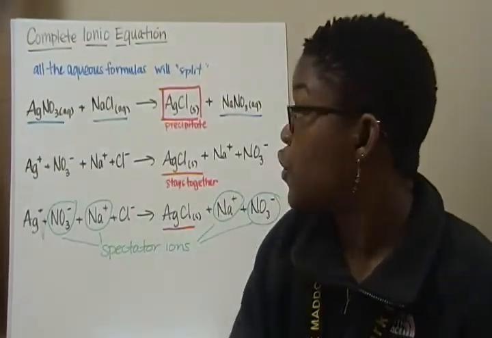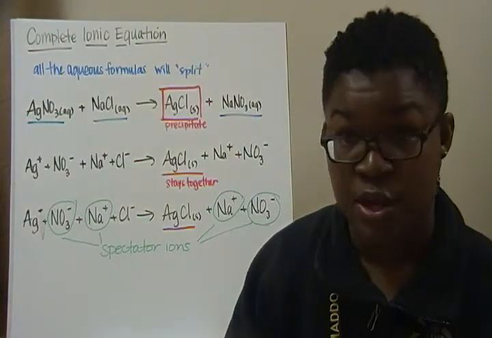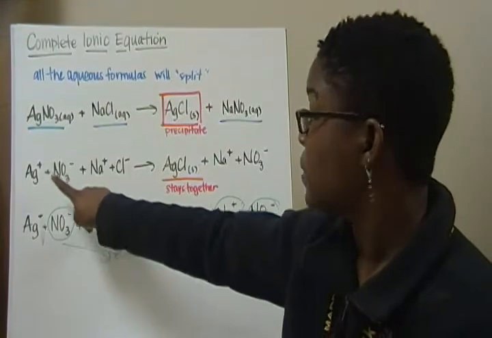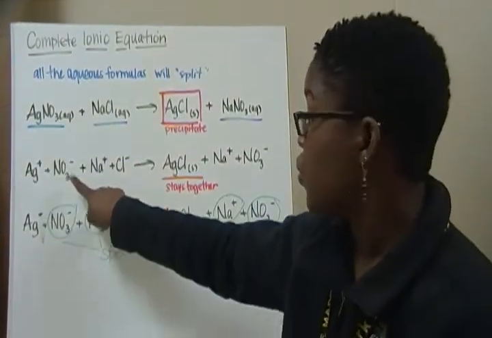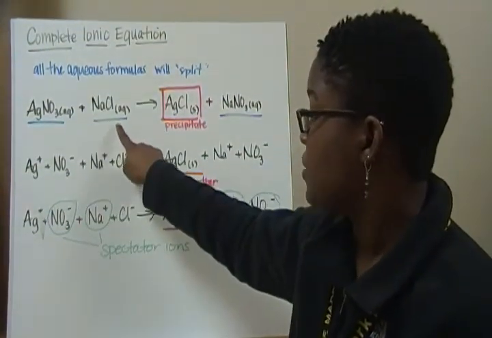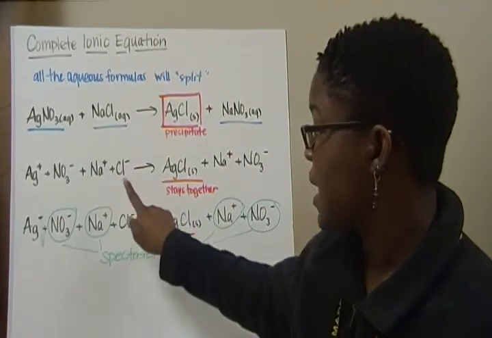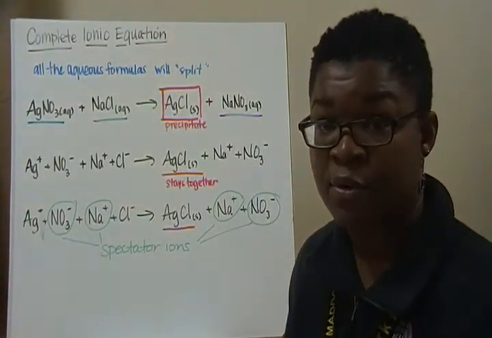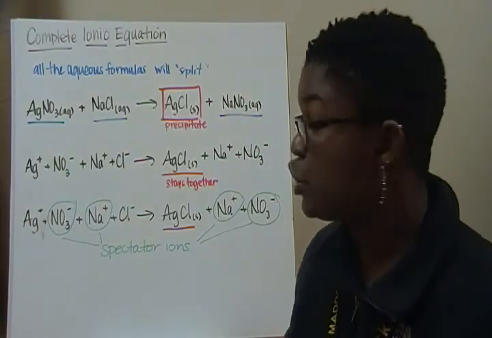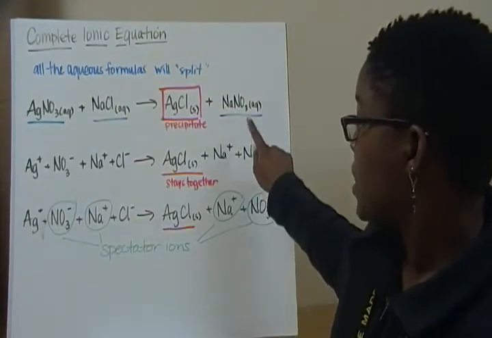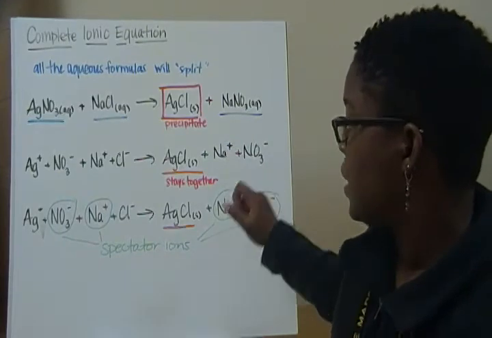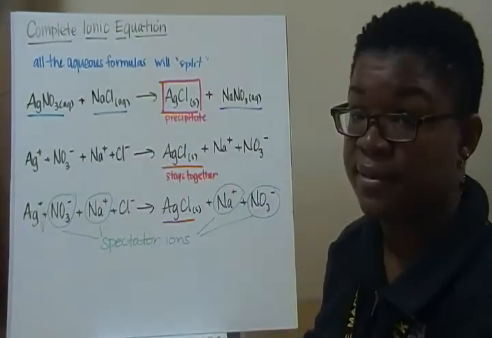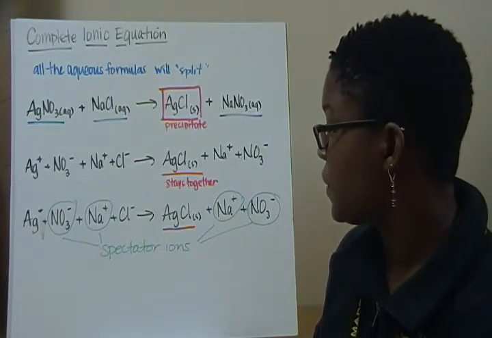So, first of all the aqueous substances are going to split. So this AgNO3 that was here is now going to split into Ag plus and NO3 minus. The NaCl is going to split into Na plus and Cl minus. And we know these charges because we have our polyatomic ion table and we've memorized the charges. NaNO3 is also going to split into Na plus and NO3 minus. Now, that one that was solid, it's going to stay together as AgCl.